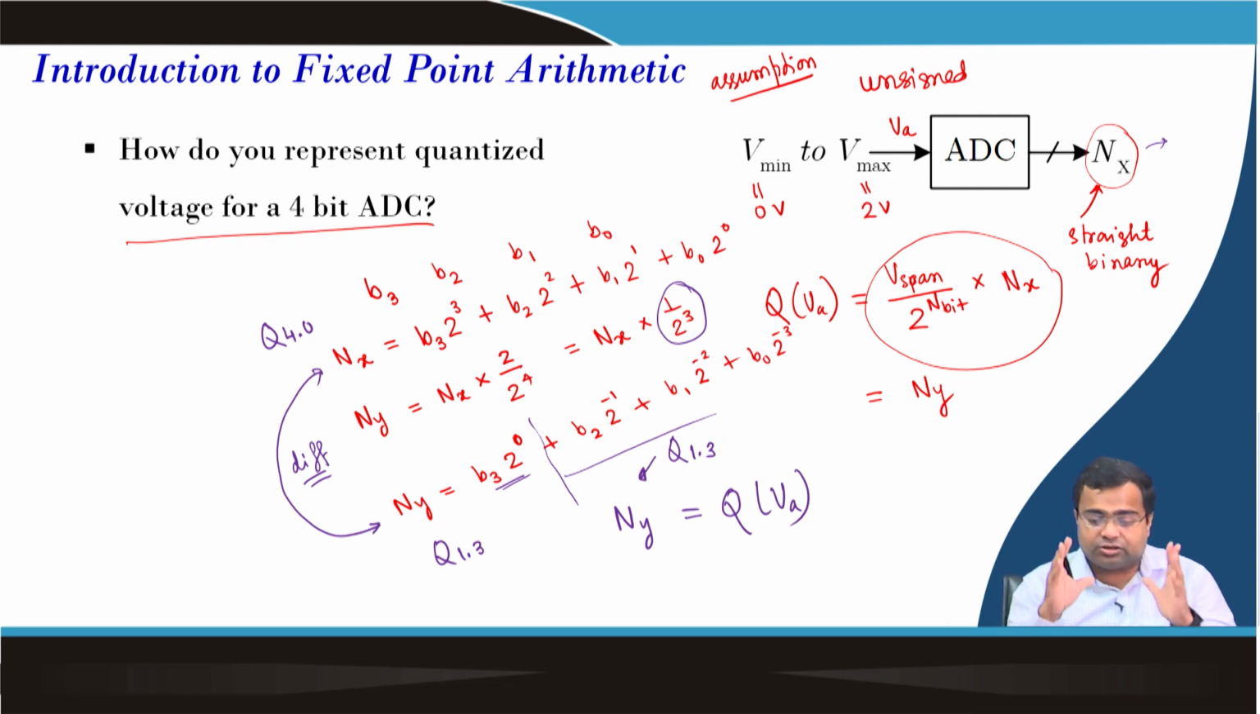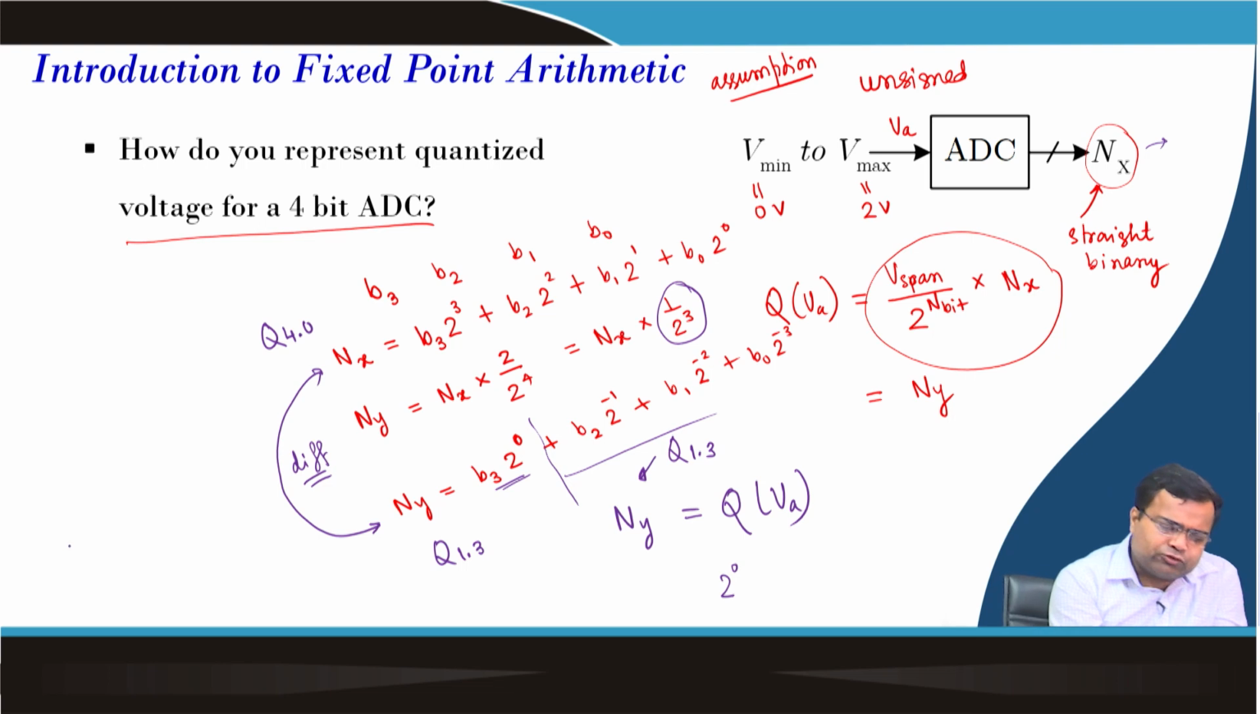In case of Q1.3, the first bit is the MSB. Because the first bit is 2 to the power 0, it can be 1. But if all other bits are 1, it is almost close to 2. If you make all bits 1, it will be 2 to the power 0 plus 2 to the power minus 1 plus 2 to the power minus 2 plus 2 to the power minus 3. How much will it be? 1 plus 0.5 plus 0.25 plus 0.125.